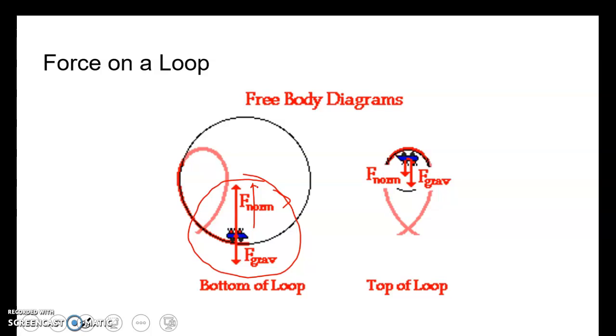At the top of the loop, gravity and normal force are both going into the center of the circle. So added together, that gives us the net force. So what's going to determine our normal force is how fast we're going around the curve, or how fast we're going over the loop, okay? We'll look at some problems like that, but just understand what's going on at the bottom and what's going on at the top.